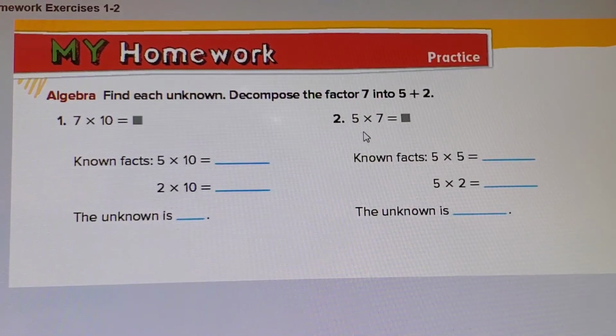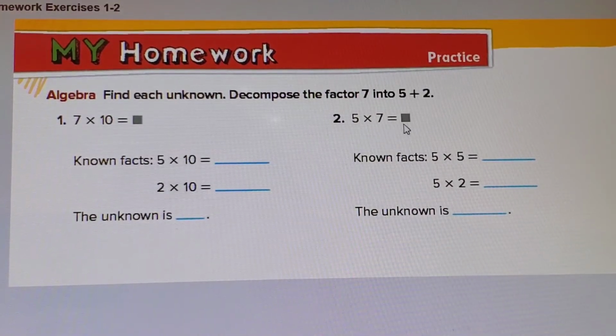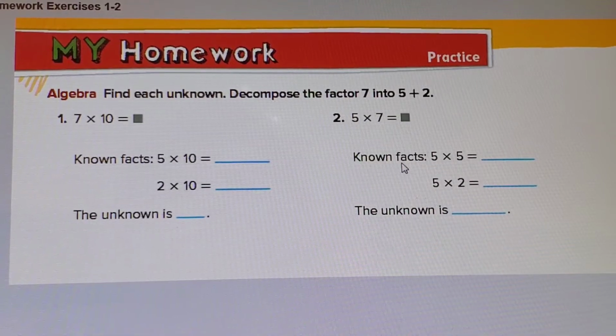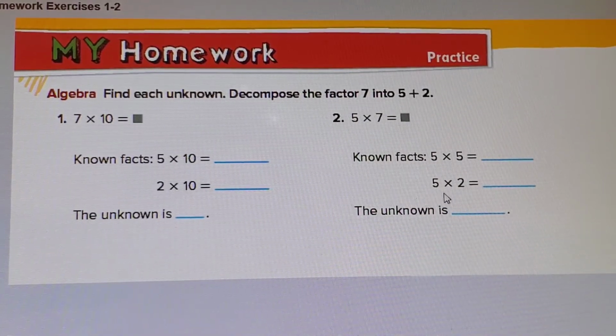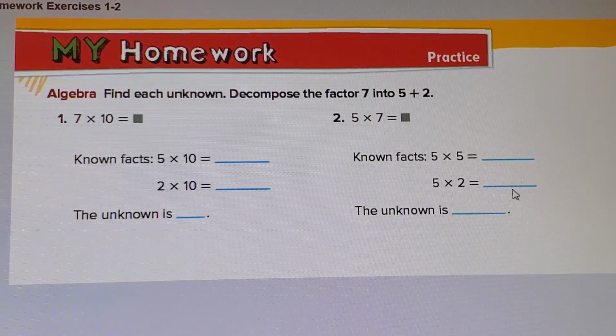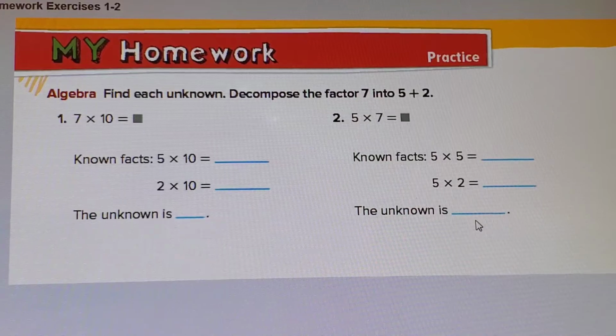On number 2, 5 times 7 equals unknown. Known facts: 5 times 5. You write the answer there. 5 times 2, you write the answer there. Add those up, and you will get the unknown.